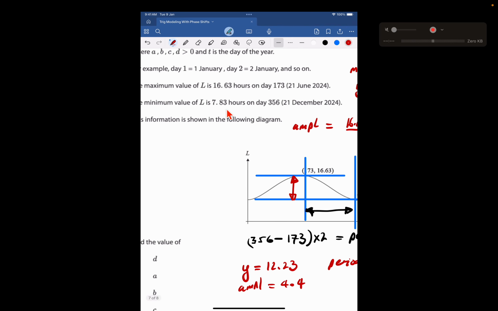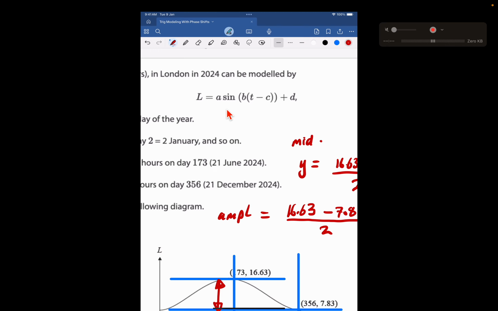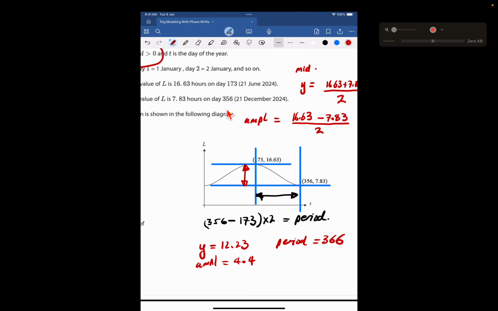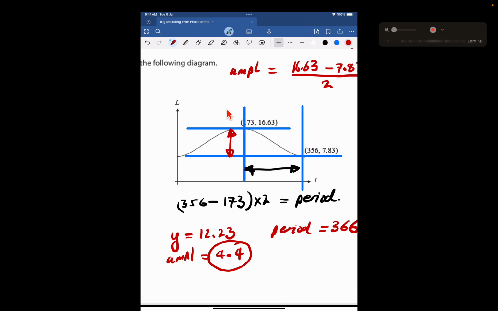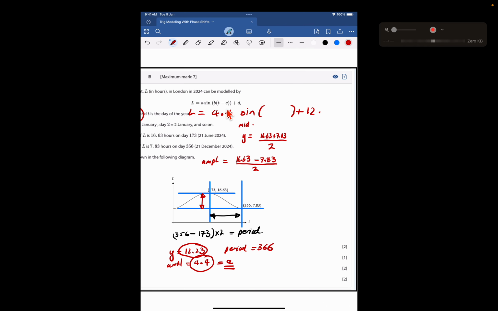Okay, so the model is of the shape A, B, C and D, all these parameters. Okay, it does say all of the values are positive. So the amplitude of 4.4 is definitely equal to the A. All right, so that will be A equals 4.4. The sine, now I'm going to put the plus D, right? The plus D is the value of the midline. And we can see the midline, right? The midline was the 12.23. So that's definitely plus 12.23.